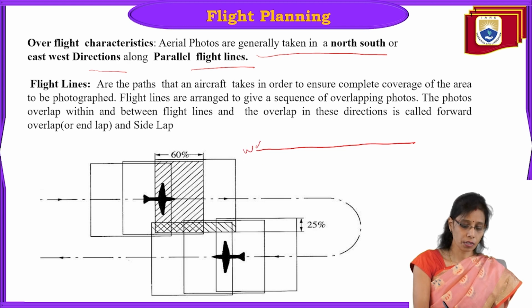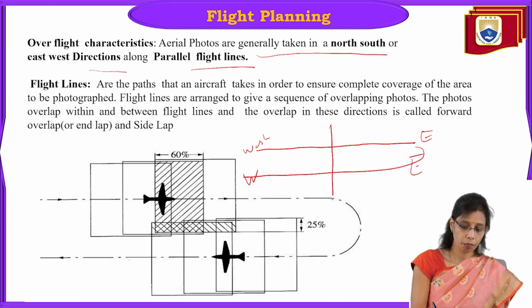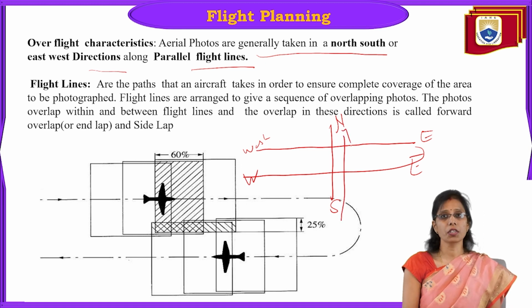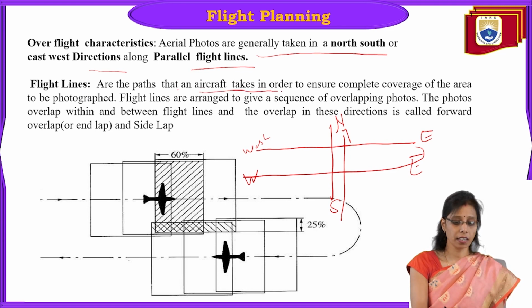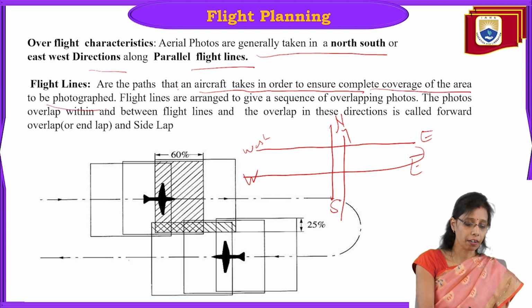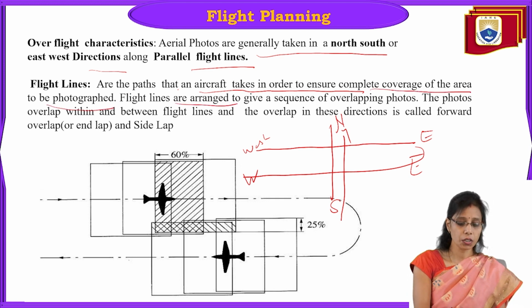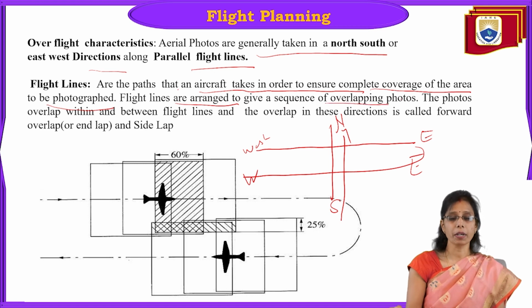So if it goes west to east like this, or back east to west, or else north to south or south to north, this is the direction given to the pilot to capture the ground images for a particular area. So what is a flight line? Flight lines are the path that an aircraft takes in order to ensure complete coverage of an area to be photographed. Flight lines are arranged to give a sequence of overlapping photos.